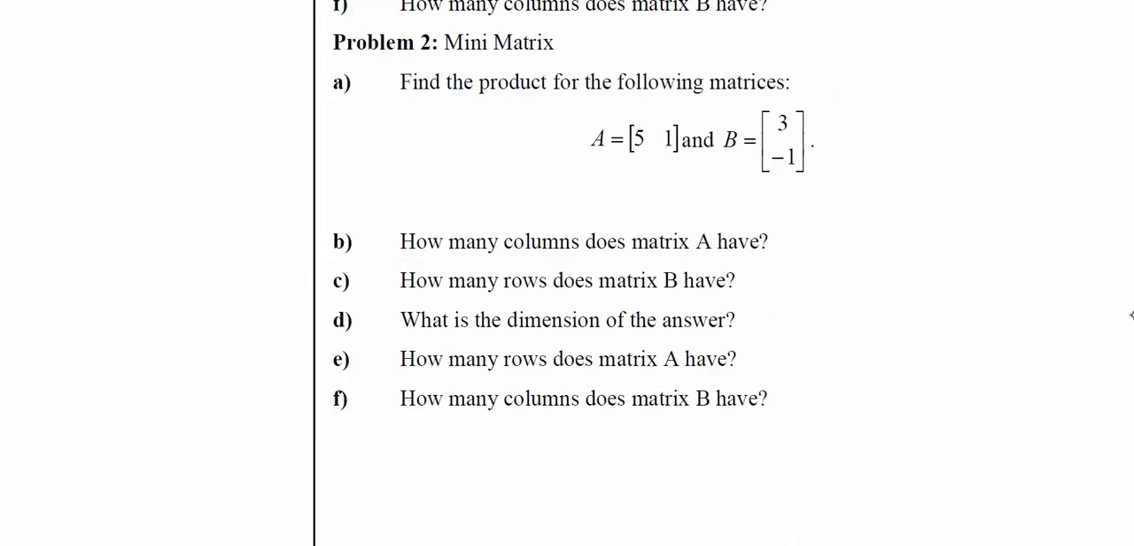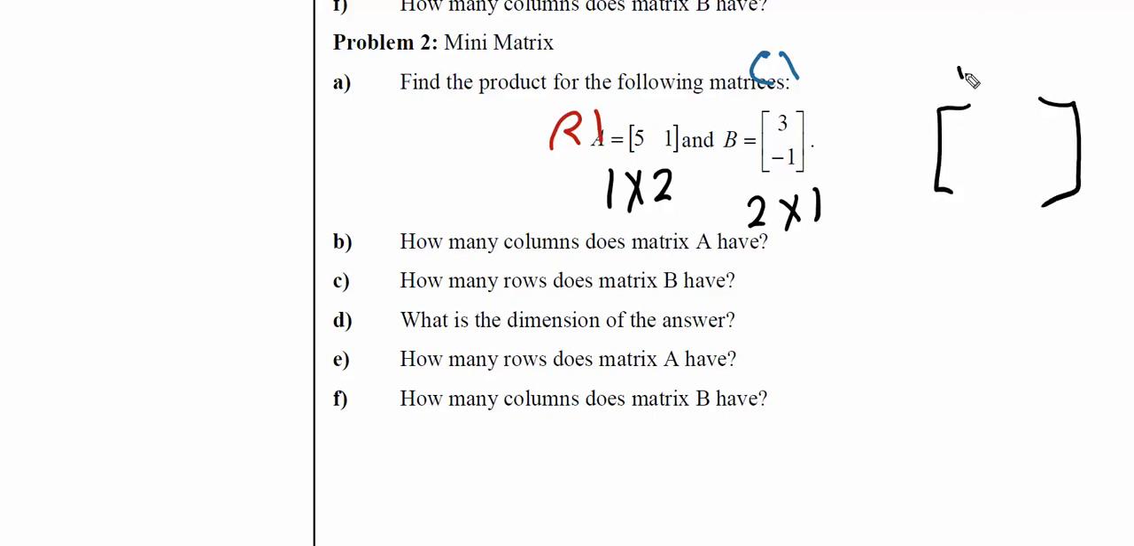Problem 2, we note that A is a 1 by 2, and B is a 2 by 1. We identify A as having row 1, and that's it. We identify B as having column 1, and that's it. So note that we have row 1 and we have column 1. May I propose to you that the answer will be a 1 by 1. And how do I know? Because I just have row 1, column 1.